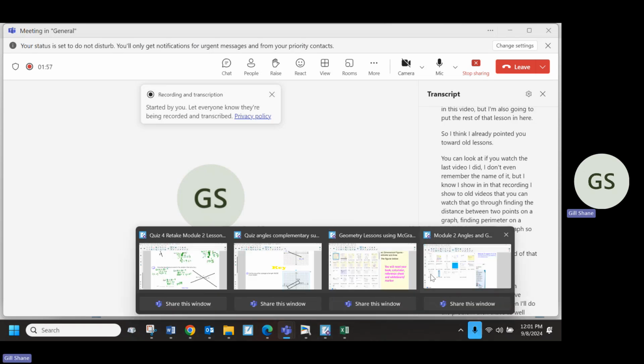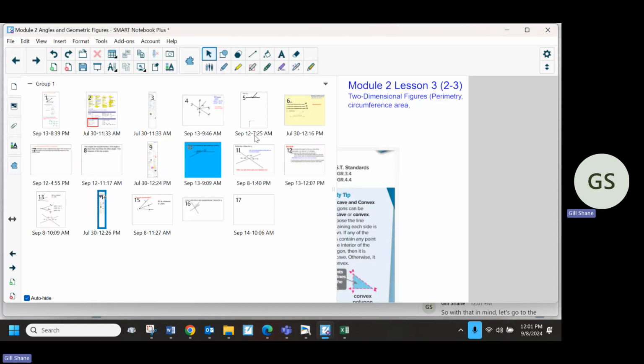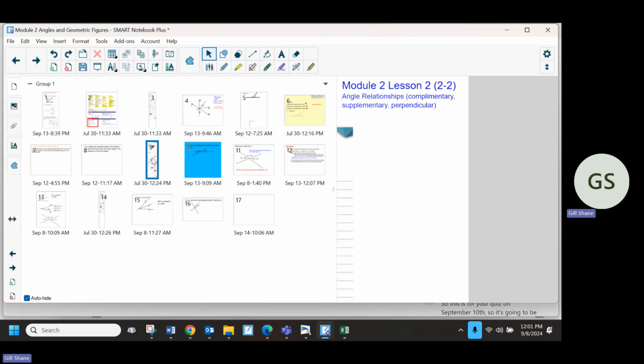So with that in mind, let's go to the problems first that we've already done. So this is for your quiz on September 10th. It's going to be on complementary, supplementary angles, creating an equation from a word problem, also solving out a problem, and then finding the distance between 2 points on a graph, area, and perimeter of 2D shapes, two-dimensional shapes that are on a graph.